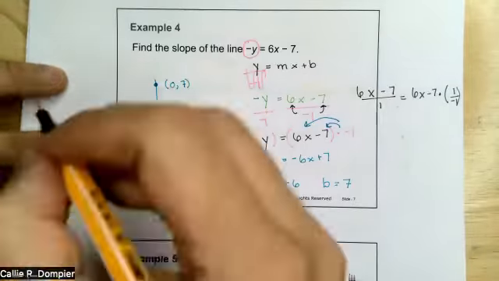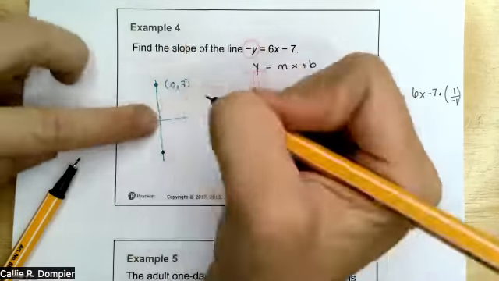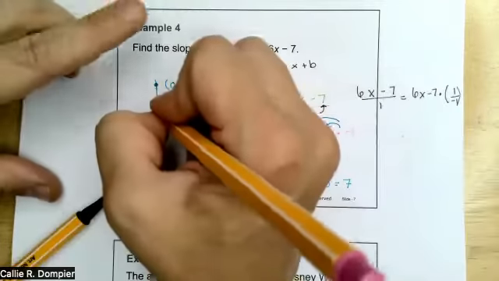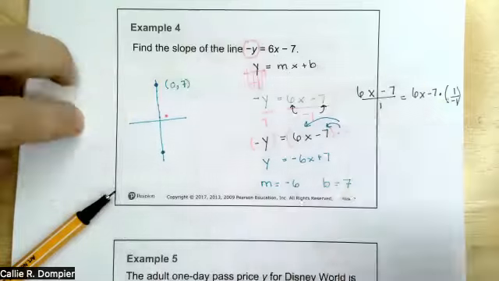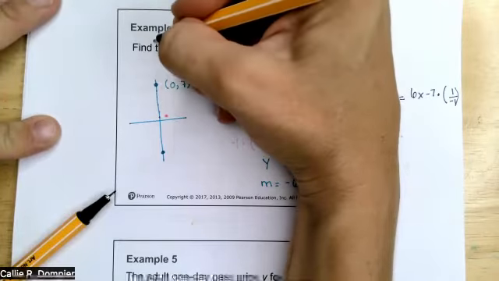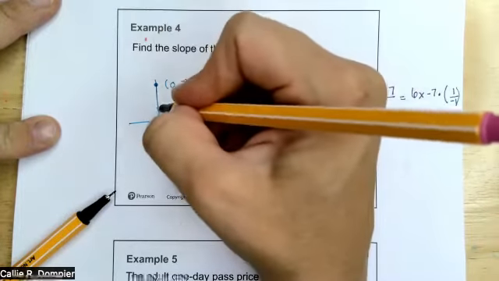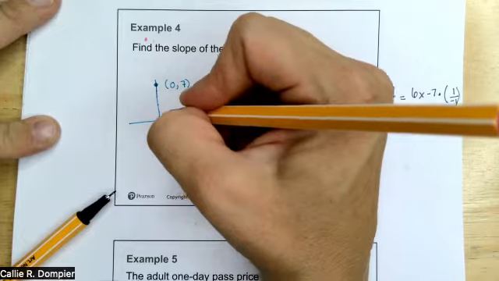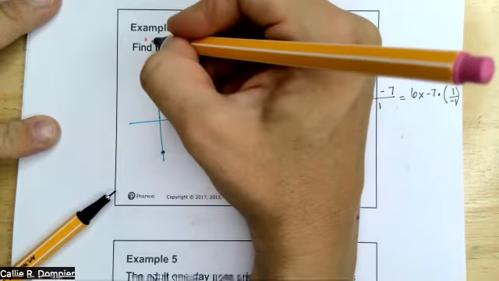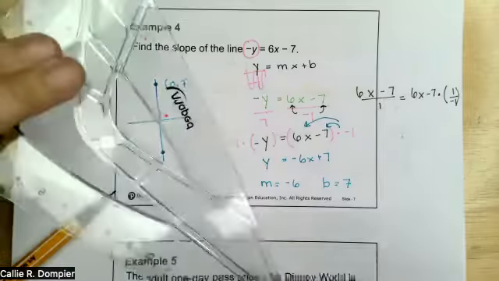-6 means I go down 6. So I'm at +1, and then I'm going to go to the right 1. So there's my graph. Or I can go +6 on the y, -1 on the x. -6 on the y, +1 on the x, or +6 on the y, -1 on the x. Either way, if they were asking you to graph it.